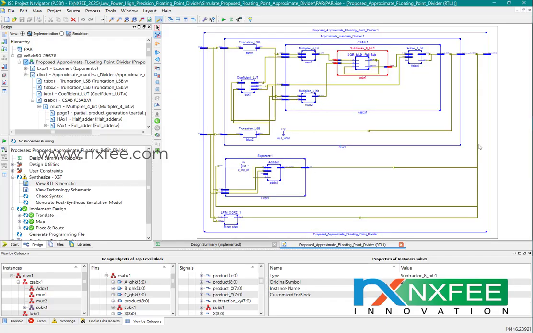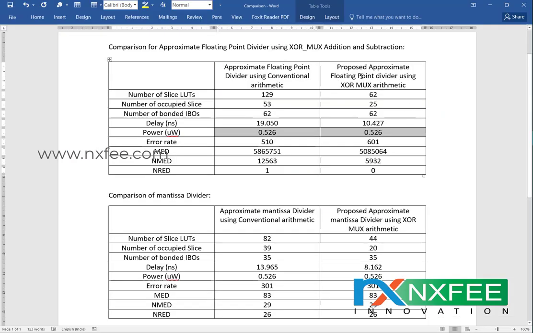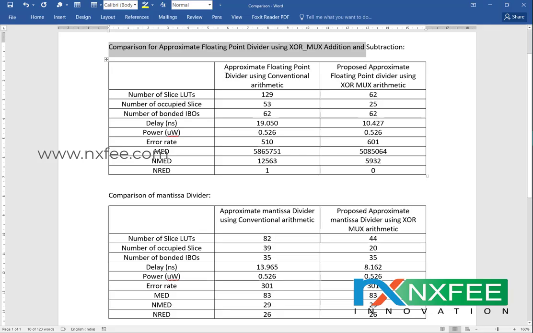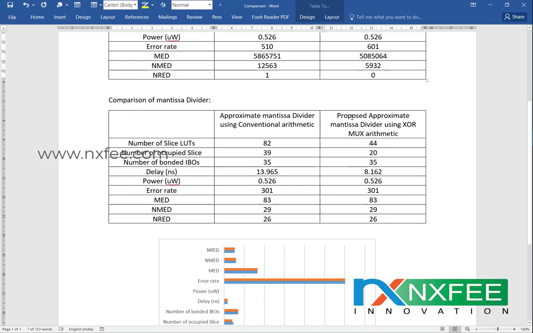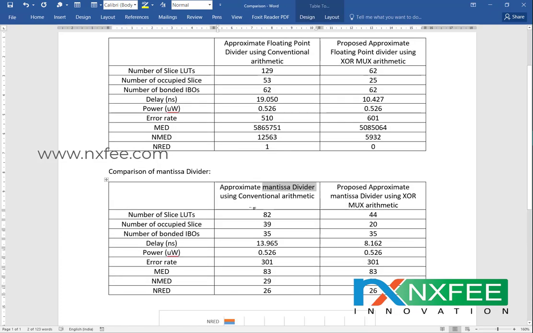Okay, and this comparison we compared it here. This is the divider comparison, floating point divider using XOR mux comparison, and this is the comparison for the mantissa divider. The mantissa divider is a single bit based architecture. Here the mantissa divider only occupies 82 LUTs, but the floating point divider occupies 129. Here 44 becomes 62 in the XOR mux architecture.